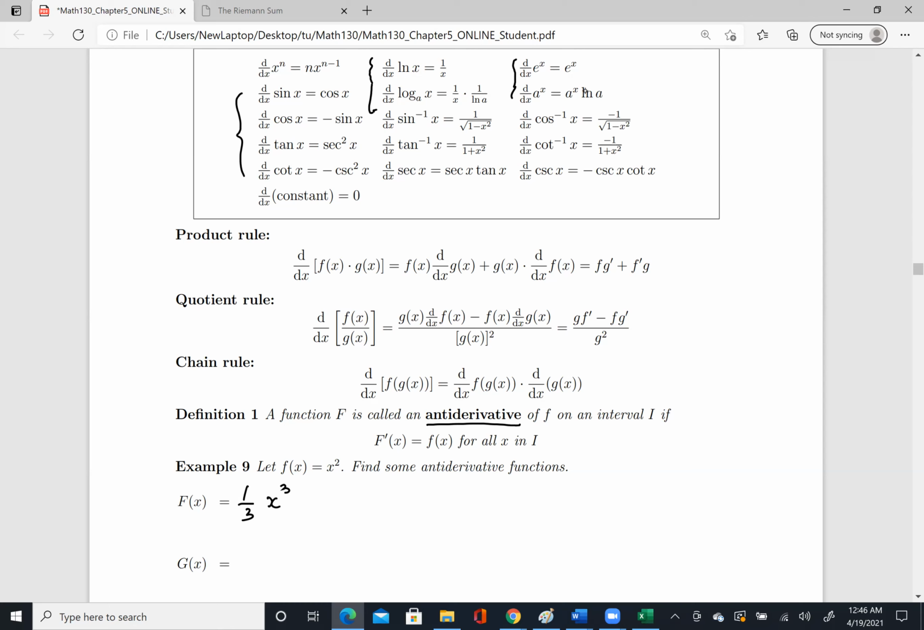See that? You need to have 1/3, because later when you take the derivative, you will multiply 1/3 and 3. They're going to eliminate each other, and we have only x squared, right? So when you take the derivative of F of x, we have 1/3 times 3 times x to the power 2, so that gives me x squared, which equals f of x.